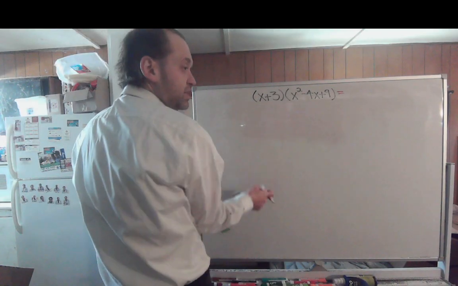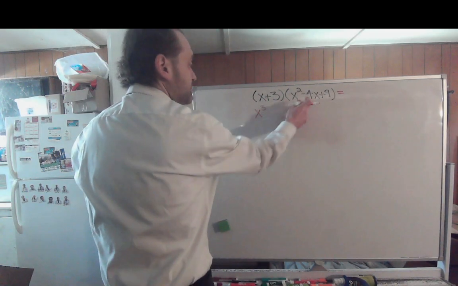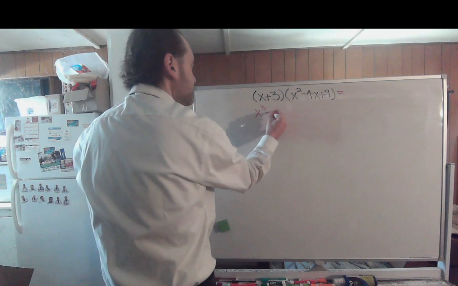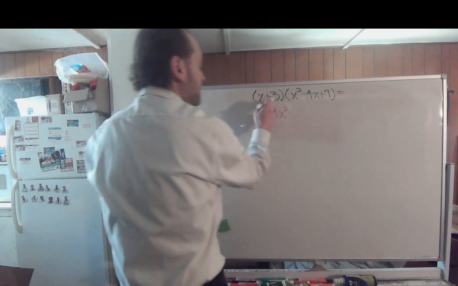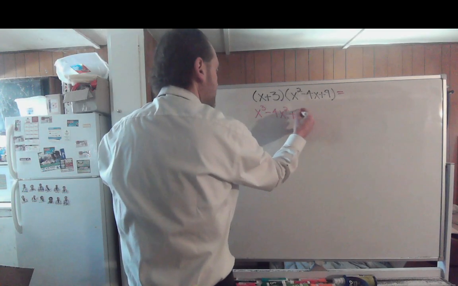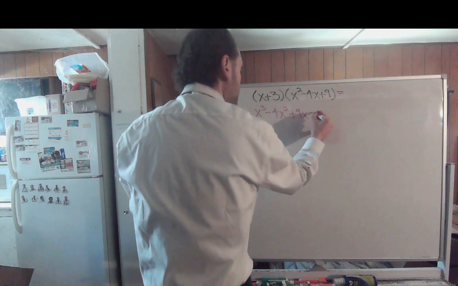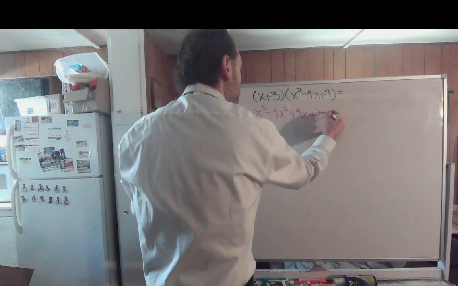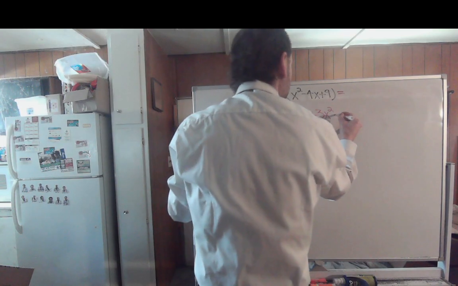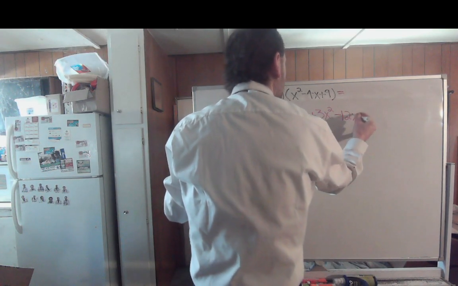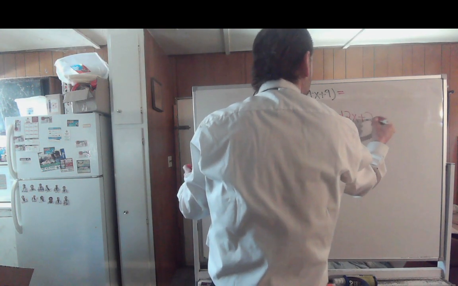Take x times x squared, what do you get? You get x to the third. Then x times negative 4x, you would get minus 4x squared. And then you would get x times positive 9, that'd be plus 9x. Now plus 3 times x squared, that'd be plus 3x squared. Plus 3 times negative 4x, that'd be minus 12x. Plus 3 times plus 9, that's plus 27.